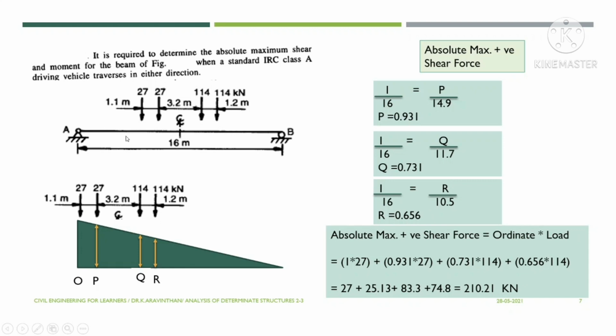In IRC code books, you have the intensity of loading. So you can take the intensity of load and the distance. So this is a defined distance, that is 1.1 meter, and this is 1.2 meter, and the distance in between the load is 3.2 meter, and this is 27 kilonewton and 27 kilonewton, and the next two load has 114 kilonewton each. Okay, so now the point load are 4 different point load.